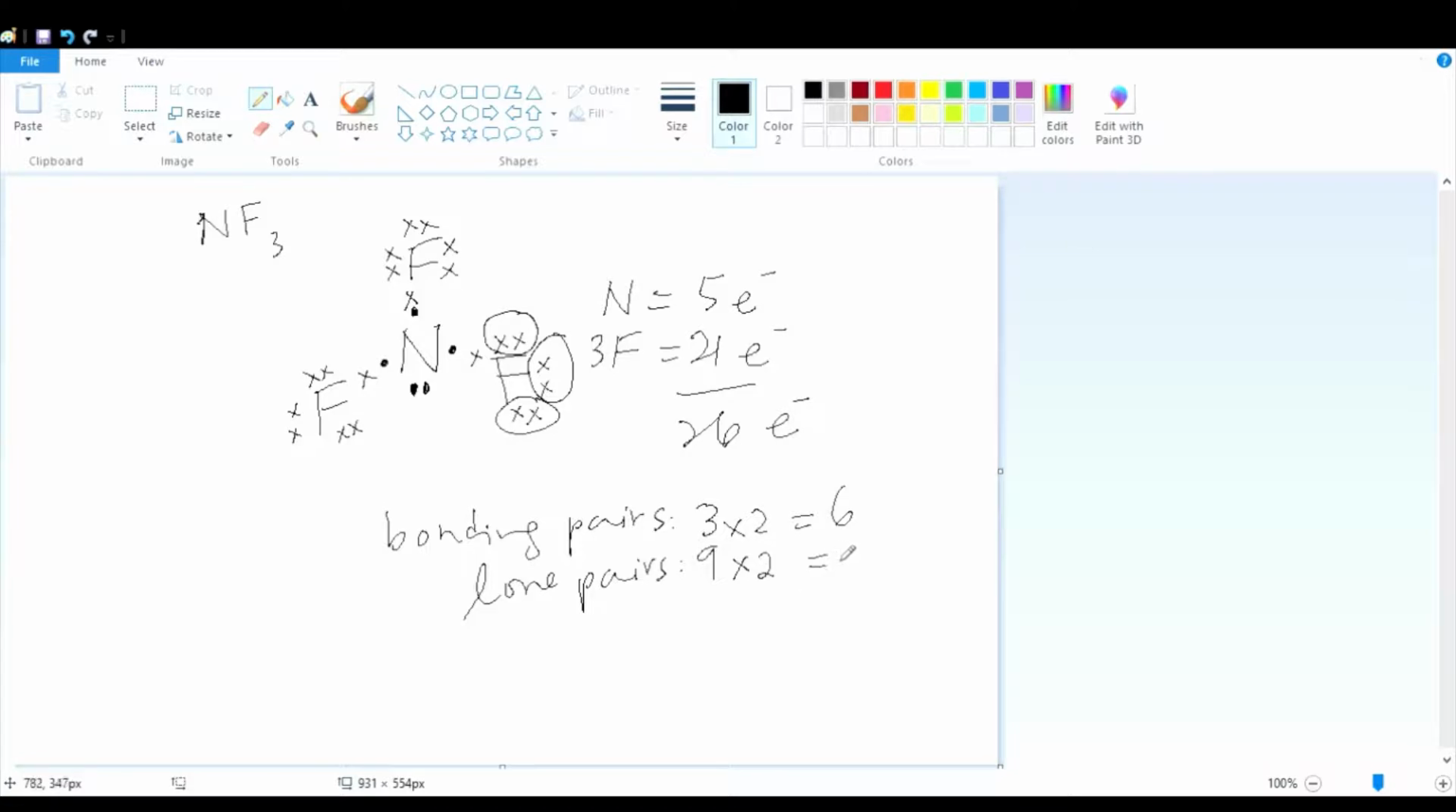9 times 2 is, oh, I forgot. There is another one here. So it is 10. So 20 electrons. There are 26 electrons altogether. We have the correct answer. Yay!